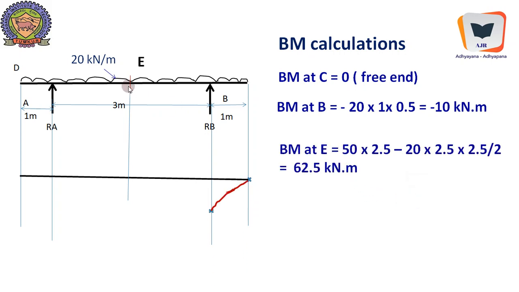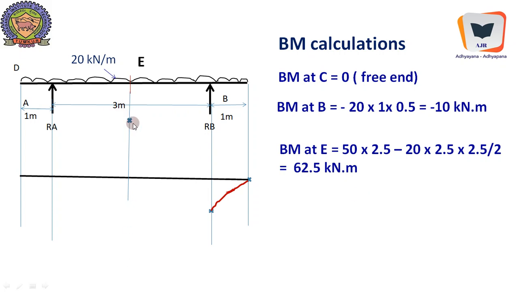at E, the next important point happens to be 50 into 2.5 minus 20 into 2.5, that is due to UDL. It stretches for 2.5 meters. So 20 into 2.5 becomes equivalent concentrated load into moment arm 2.5 by 2. So that takes us to a value of 62.5 kilonewton meter, which happens to be the maximum value among all the bending moment values. It justifiably happens where the shear force is 0.